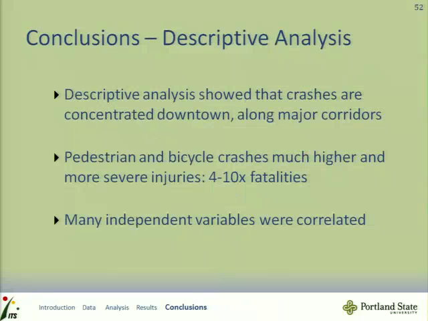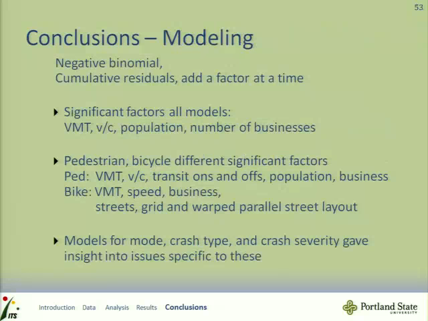Descriptive analysis showed that crashes tend to be concentrated downtown and along major corridors. We have much higher injury rates with pedestrian and bicycle crashes in Portland. And we do have issues with independent variables being correlated in this study.